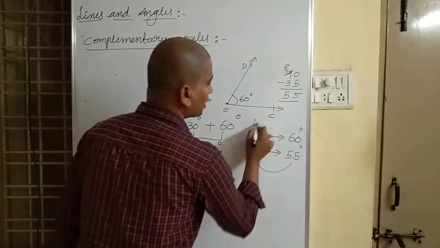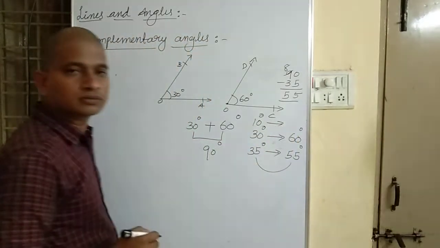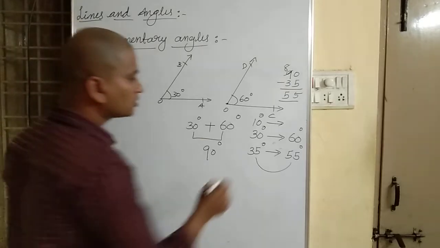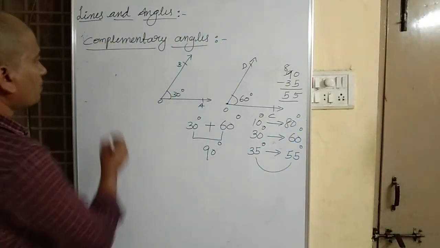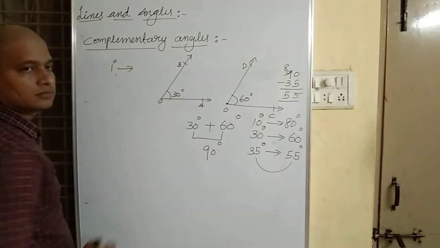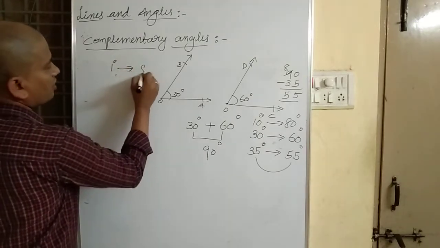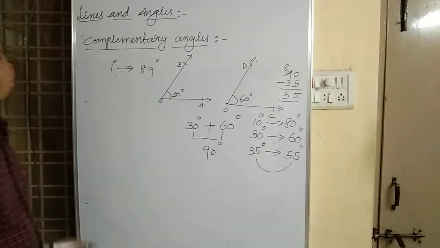Suppose, what is the complementary angle of 10 degrees? 90 minus 10, that is 80 degrees. What is the complementary angle of 1 degree? 90 minus 1, which is 89 degrees.